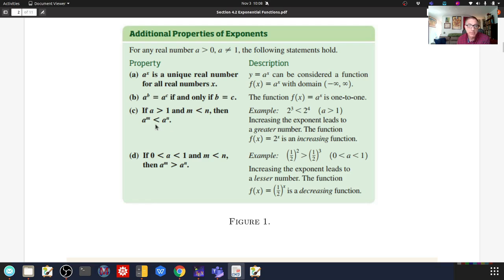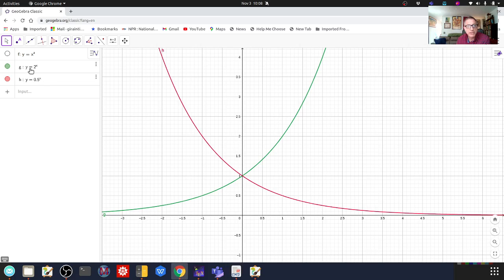For example, let's let a be 2, and m be 3, and n be 5. Then 2 to the third is less than 2 to the fifth. What that tells you is when a is greater than 1, the exponential function is an increasing function. And we actually see that right here with the green function. My base is 2. 2 is clearly greater than 1. And we see that the function is increasing over its domain.